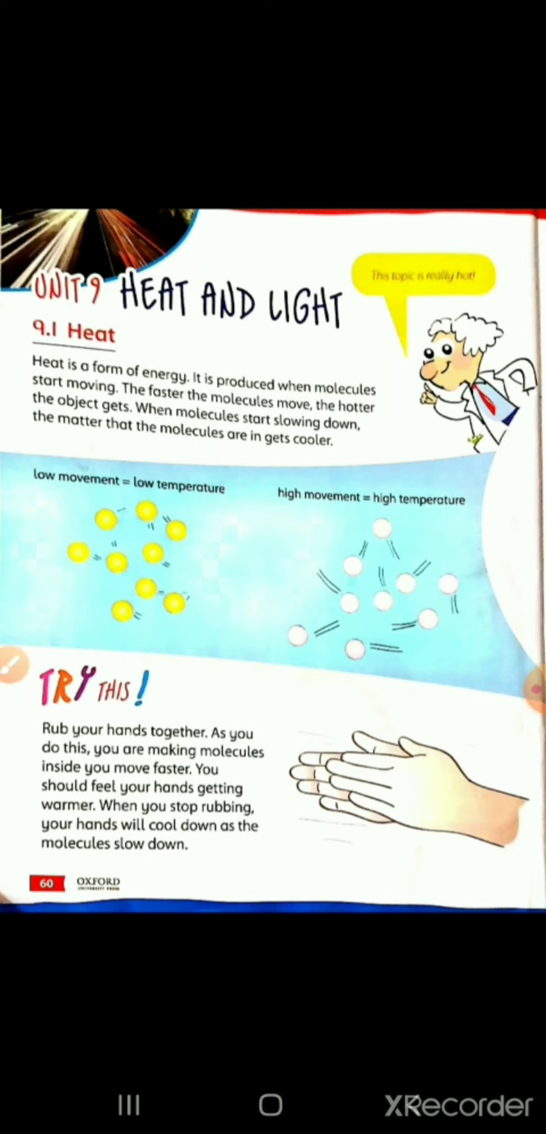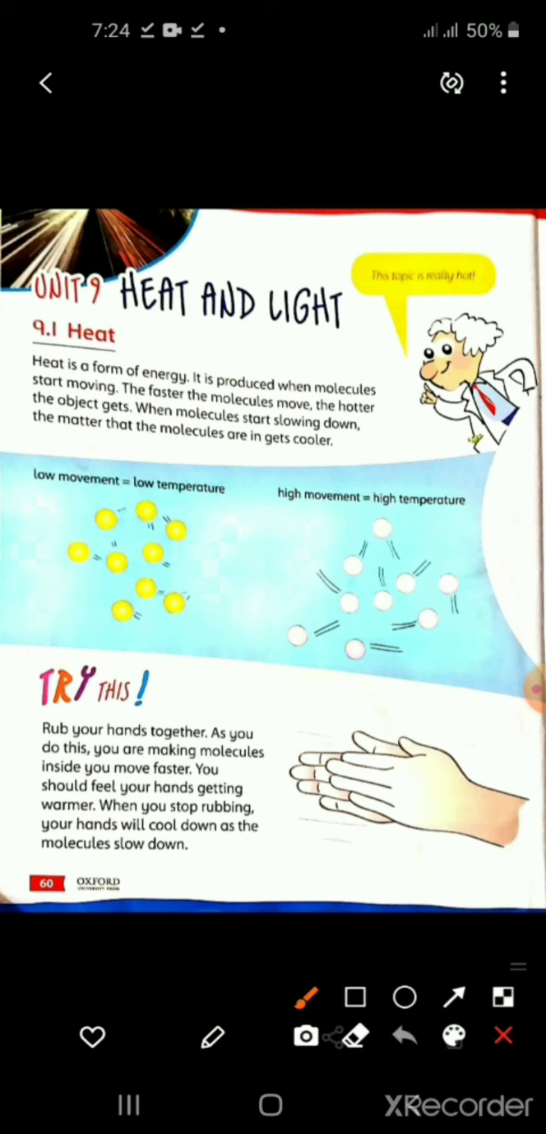So we just take an example. All of you rub your hands. Look at this picture. All of you rub your hands. Your hands start getting warmer, making the molecules inside your hand move faster. This movement of molecules makes them collide with each other, and this collision results in heat generation.